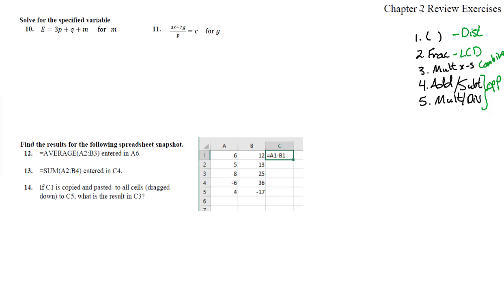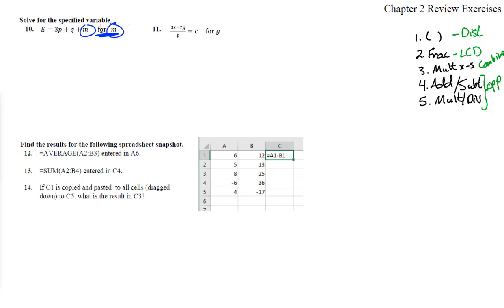Here we are in the Chapter 2 review exercises, numbers 10 through 14. 10 and 11: solve for the specified variable. So E equals 3P plus Q plus M, solving for M. That's what we're doing. We're trying to get M by itself, which is right there. We'll circle him so we can make sure and identify him in the equation.